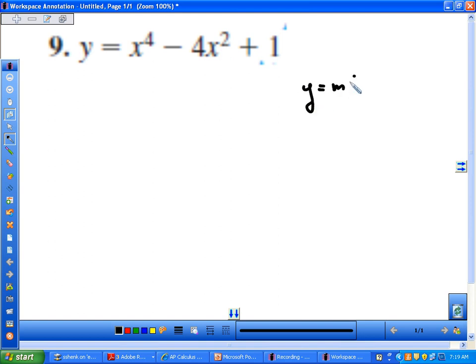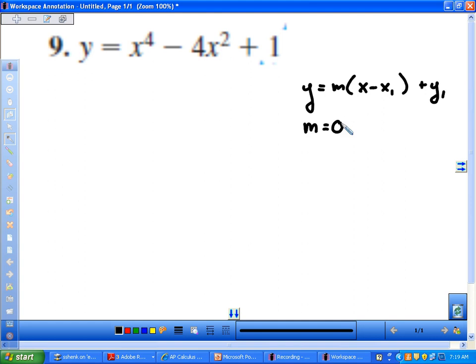y equals m times what? x minus x1 plus y1. We know that our slope is going to have to be equal to 0. So we know that this equation of the line is just going to be y equals y1, a horizontal line. We just need to find out, though, where our slope is going to be equal to 0. At what value of x, or values of x, will that slope be 0, so we can find the corresponding y value?